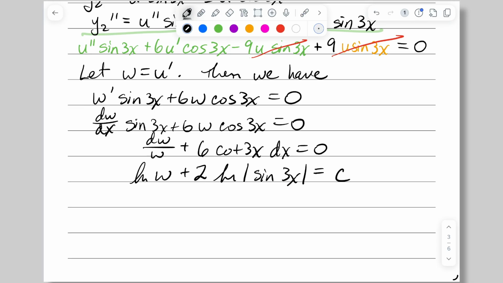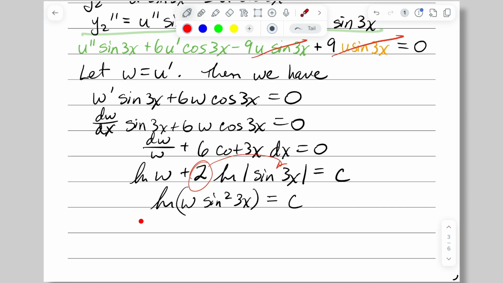I suppose to be formal, but it's not actually going to matter because we're going to take this 2 and put it as an exponent on the sine function, and then it won't matter if it had been positive or negative to begin with. On the left-hand side, we have the natural log of w times sin squared of 3x. And on the right-hand side, we have this constant c, and we're going to exponentiate both sides. And so it's just going to be e to the constant anyway.